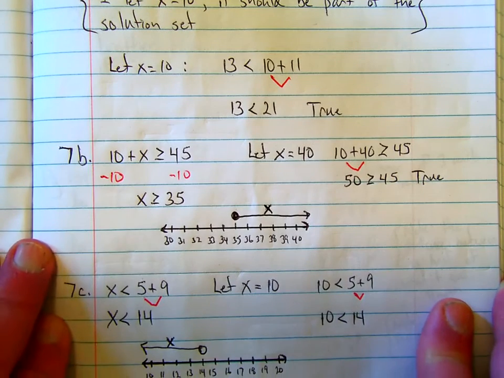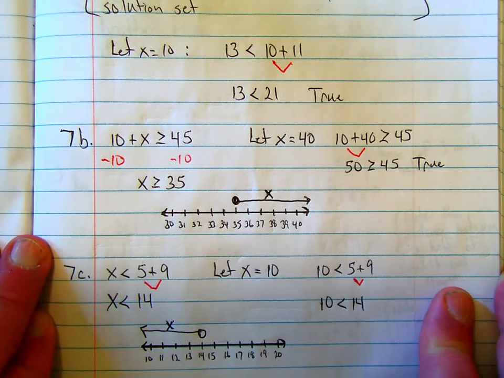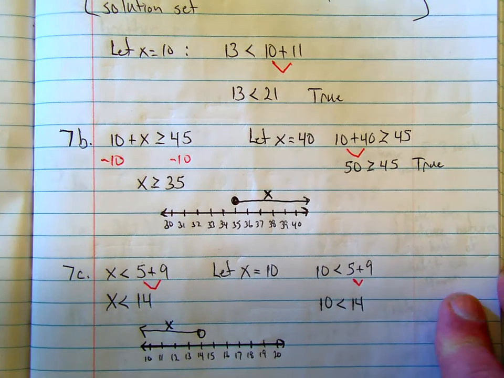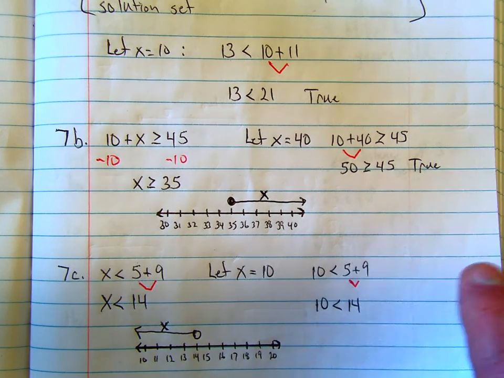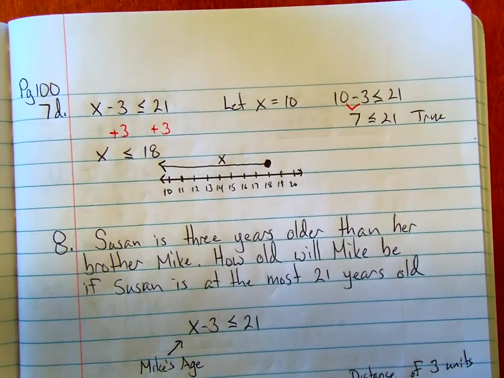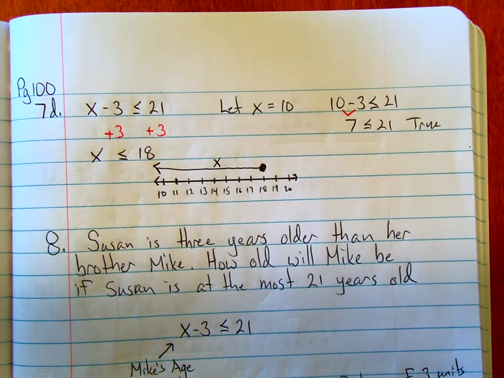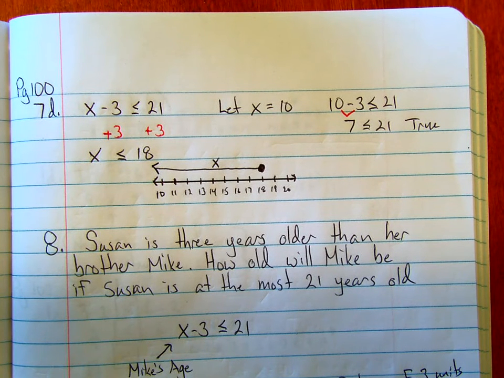7C simplifies to x less than 14. I chose a number less than 14. I chose 10, and showed that it is part of the solution set. Page 100, 7D, x is less than or equal to 18. To test it, I chose a number less than or equal to 18. I chose 10 and showed that it was true.